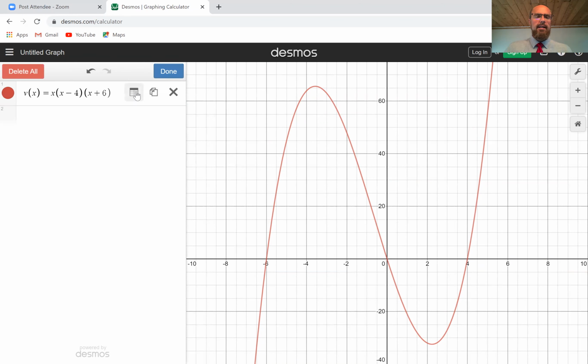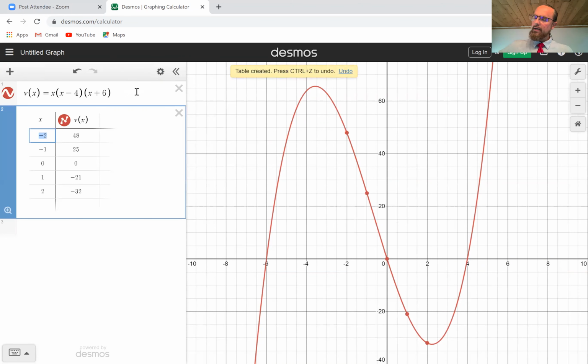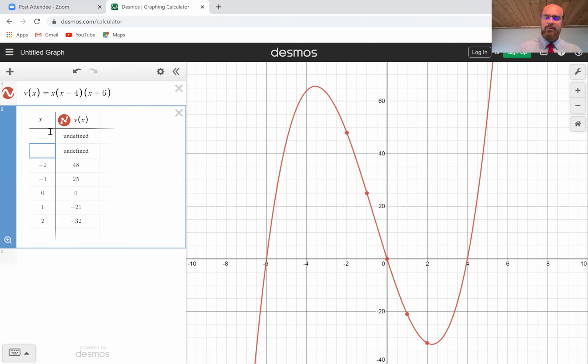Let's go ahead and get a table for that so that we can graph it on ours. So at negative 2, the volume is 48, negative 1 is 25, 0 is going through the origin at 0, 1 is negative 21, 2 is negative 32. And I see that I really don't have any points to the left or to the right, so I need to include some more x values. So let's get our left values here first. Let's try negative 3 and negative 4.